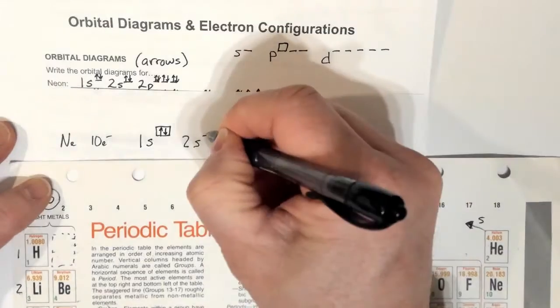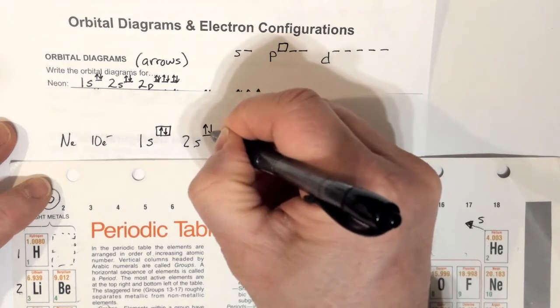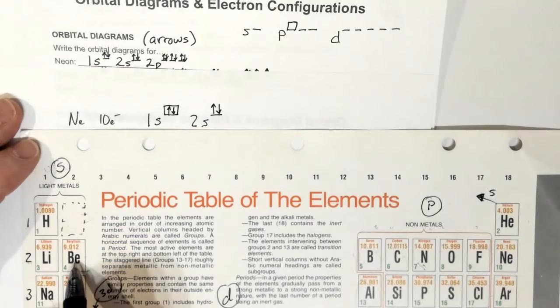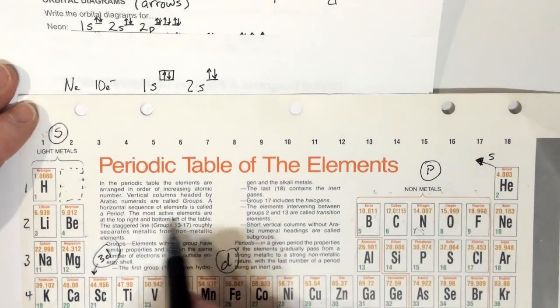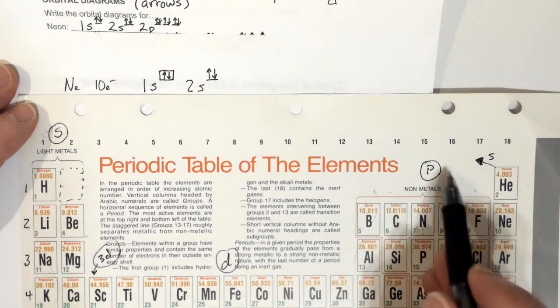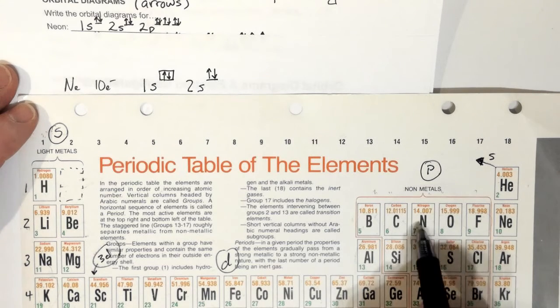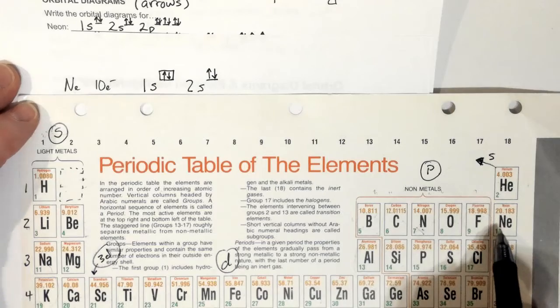So we're going to give this box also 2 electrons, one spinning up, one spinning down. Then I've run out of boxes here, so I go across the table and enter the P area. Okay, the P area, and I need to go 6 boxes in to get to neon.